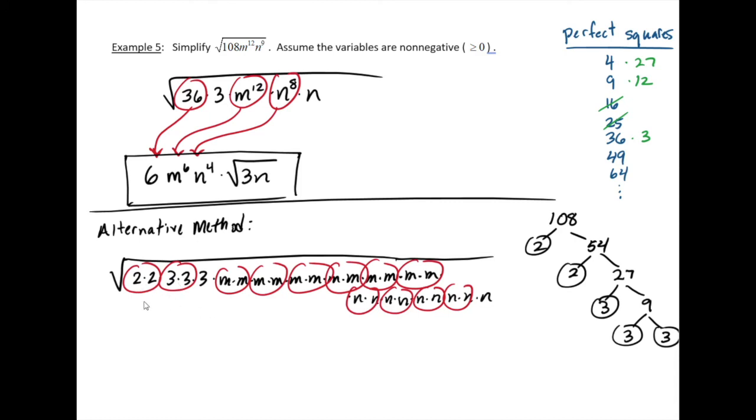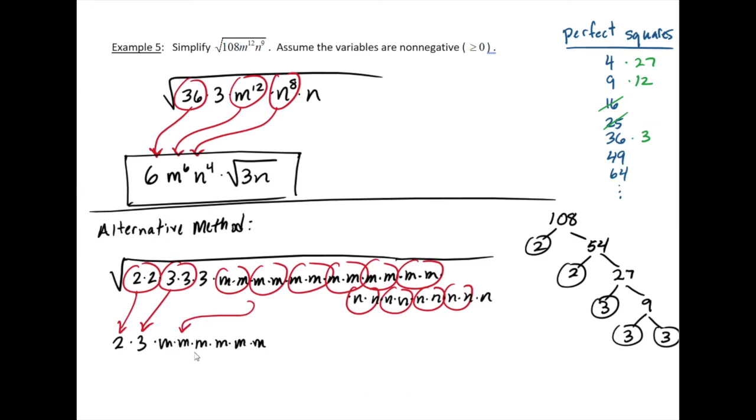So on the outside, after we take the square root, we'll have a single factor of 2 and a single factor of 3. We have 6 pairs of the variable m, so each of these will come out of the square root as a single factor of m.